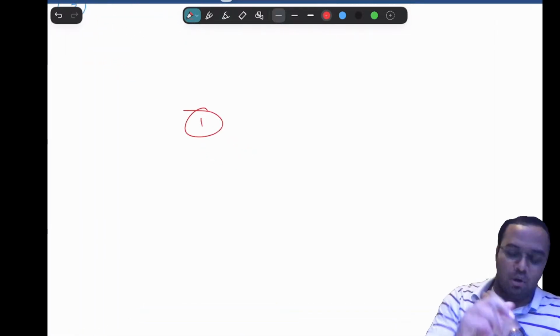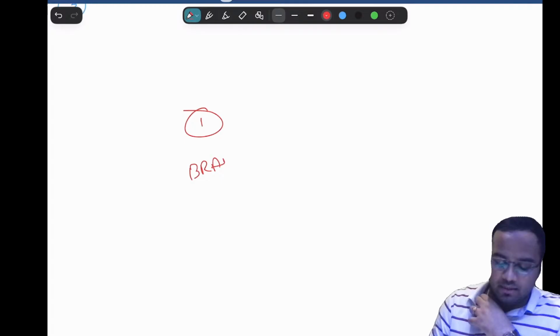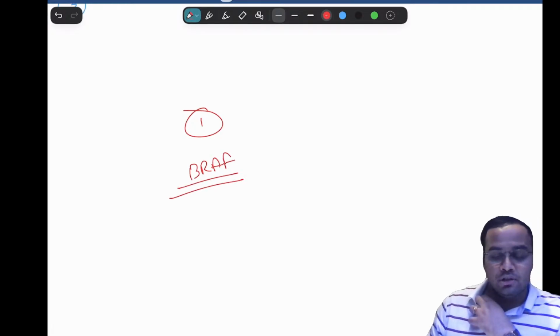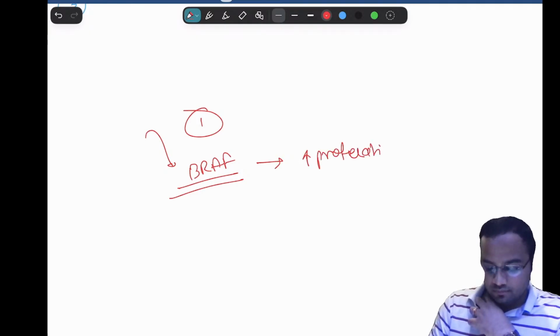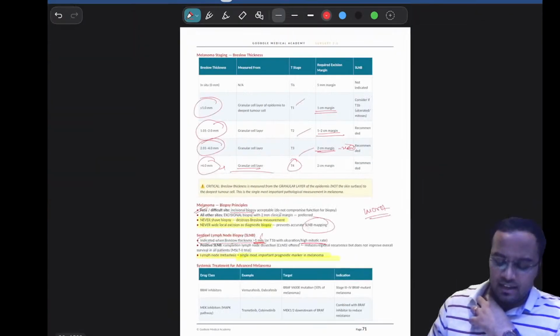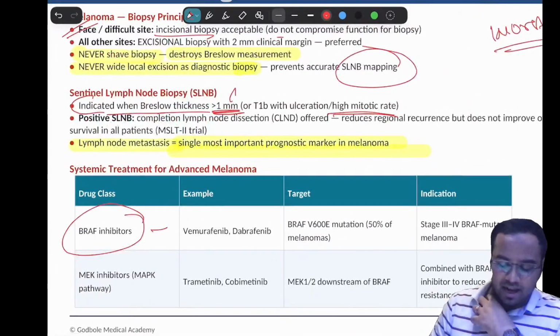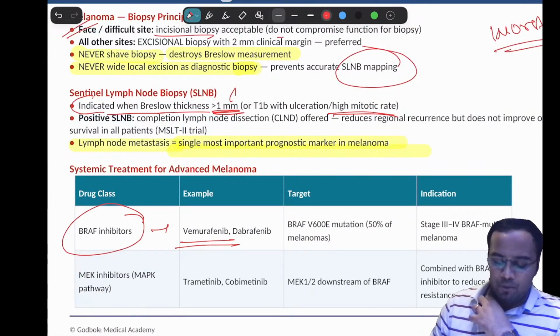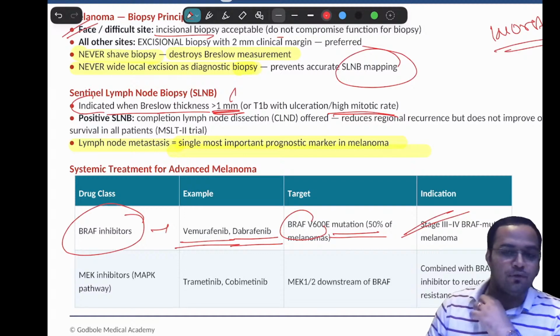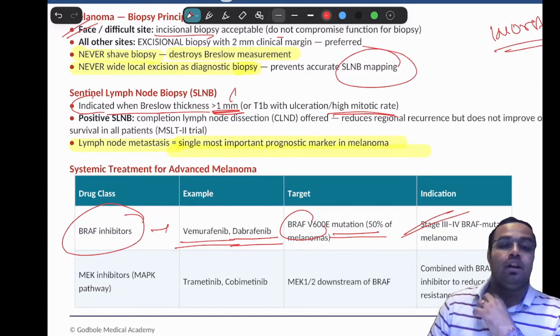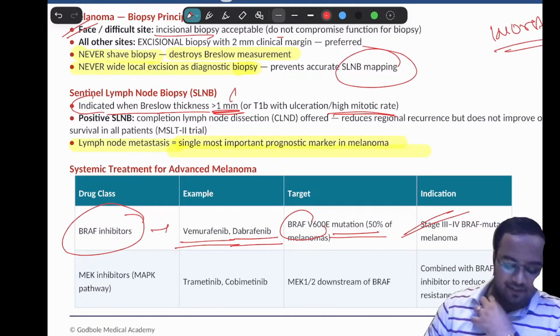There is a proto-oncogene called the BRAF gene. Whenever the BRAF gene is stimulated, it increases the proliferation of the cells. They found a drug which inhibits this BRAF, called vemurafenib or dabrafenib, which is a BRAF inhibitor, and it is useful in stage 3 and stage 4. In Breslow stage 3 and stage 4 disease, this drug can be given to reduce the recurrence and also to increase the survival of the patient.